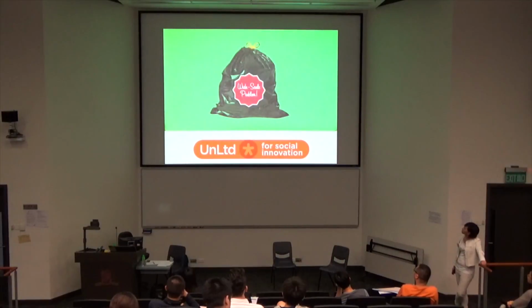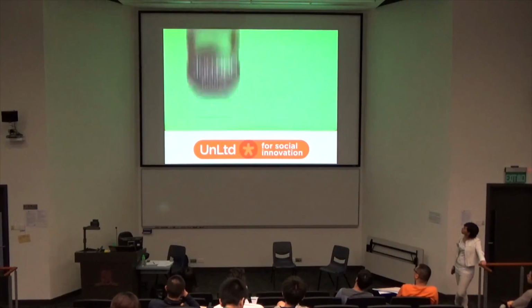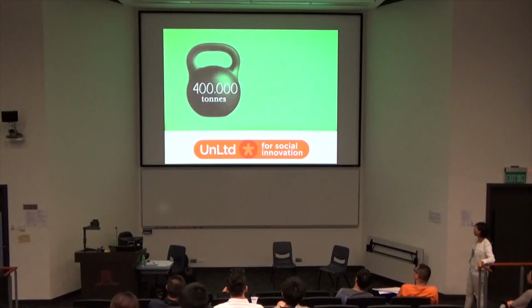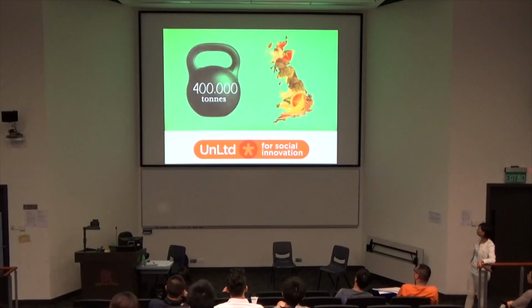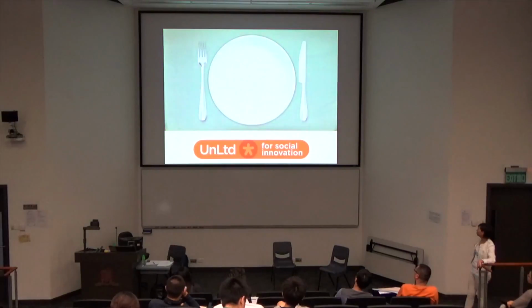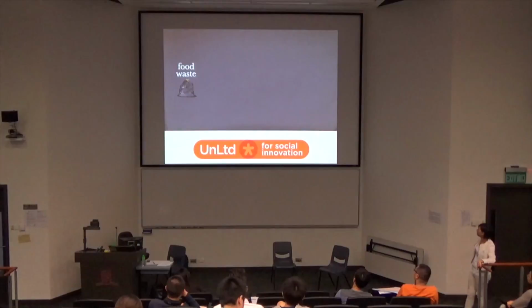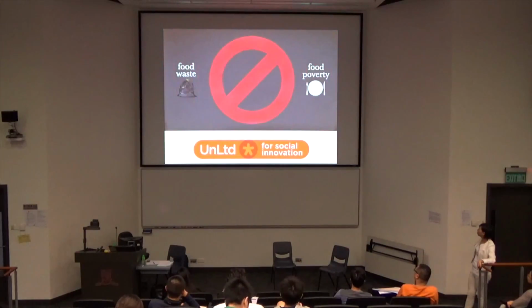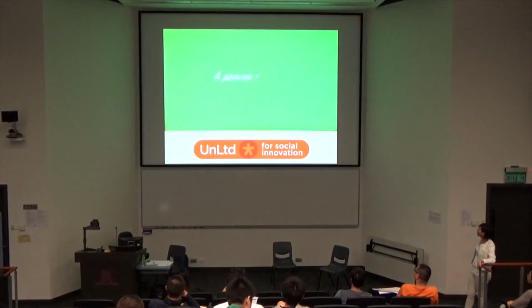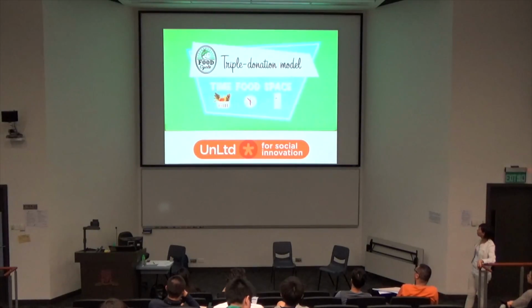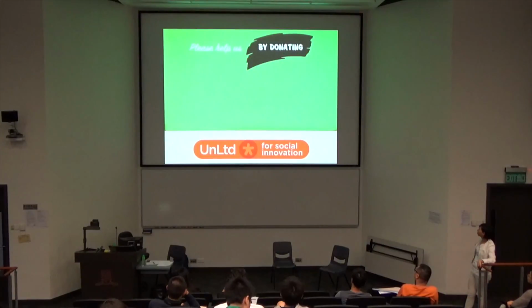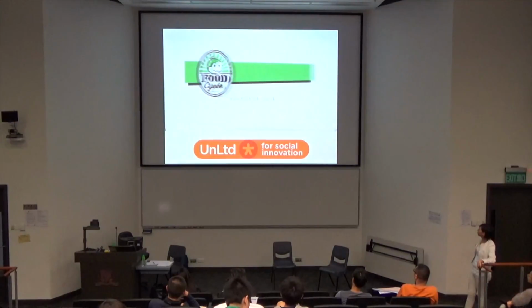But we're dealing with a wide-scale problem. An estimated 400,000 tons of food waste is thrown away by UK supermarkets every year. At the same time, 4 million people are affected by food poverty. Food waste and food poverty shouldn't coexist. And we have a proven solution to tackle it. We want to take our triple donation model to scale. Please help us by donating your surplus food, your time, your space, or your money. Please visit our website for more information.